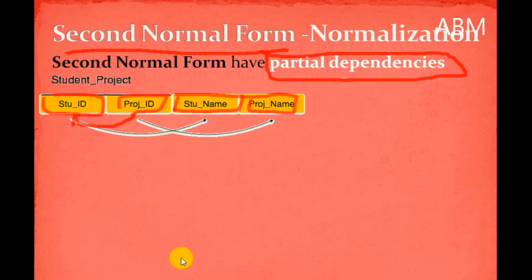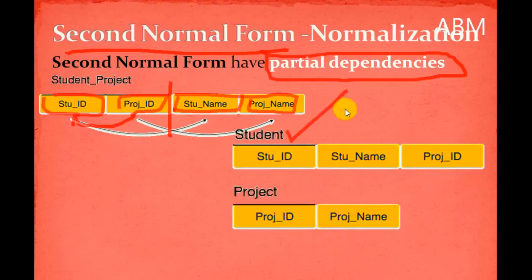So to enter into the second normal form, the first condition is that you must be in first normal form, and secondly there should be no partial dependency. So how can we remove the partial dependency? We may break this table into two tables, as you can see. Now the student table contains the student ID, student name and project ID, where the project ID, here you can see, becomes the primary key for the project table and also the foreign key in the student table.